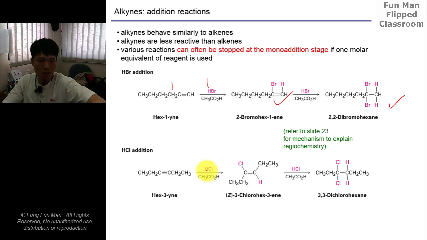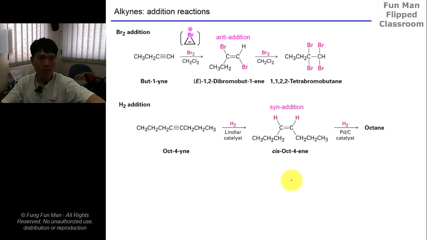HCl, again similar. Here you get a Z-3-chlorohexene. Recall how do you determine whether Z or E? Go back and revise your lecture notes. This is the product.